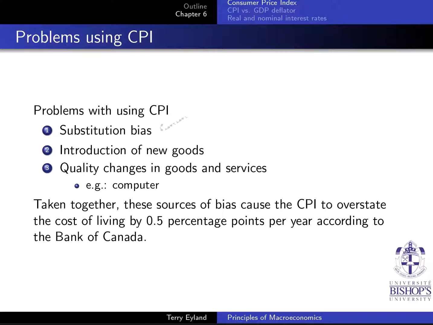So next up, we're going to look at the CPI versus the GDP deflator, and analyze both of them as methods of calculating inflation.